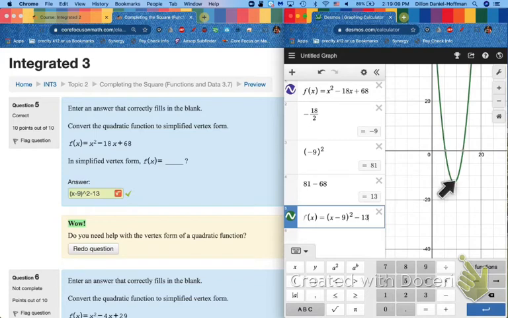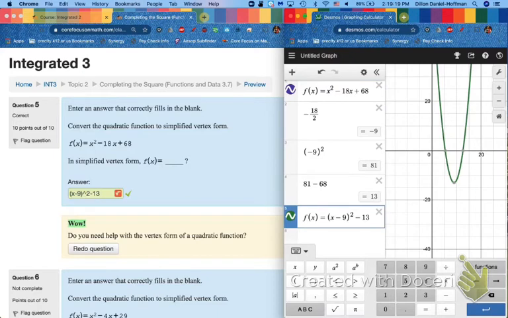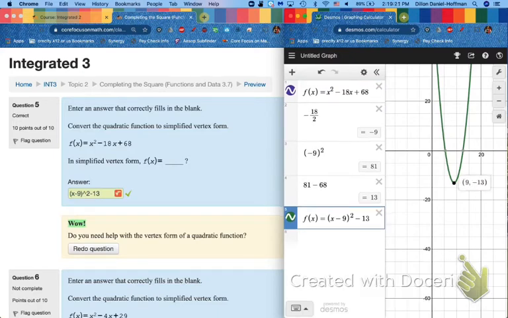Here's my green graph. Here's my purple graph. They're the same, you see? And my two favorite colors, purple and green. And the vertex is at the point 9. Remember, opposites in here, -13. 9, negative 13. All right, let's try another one.